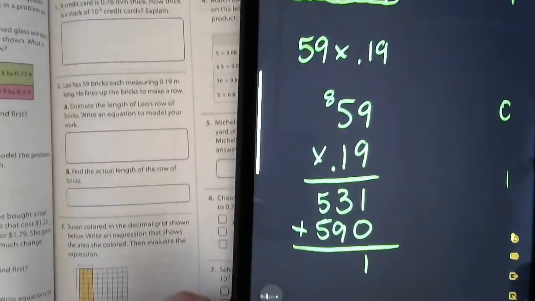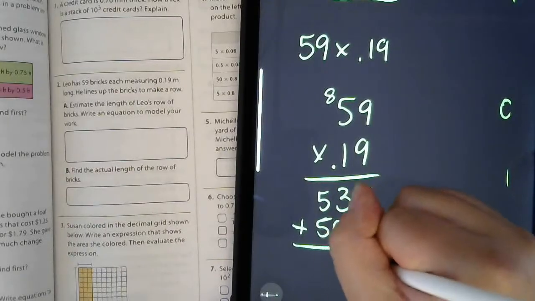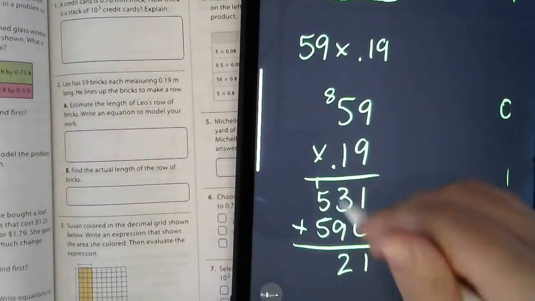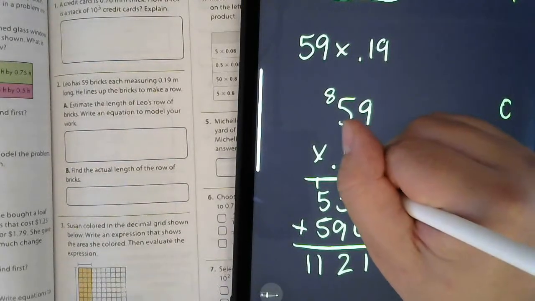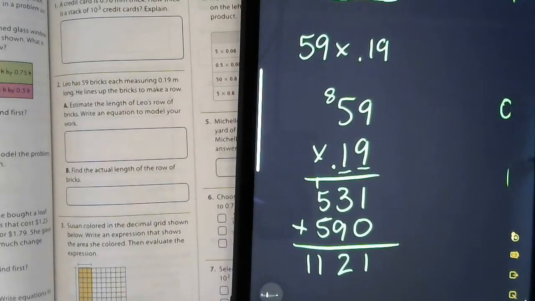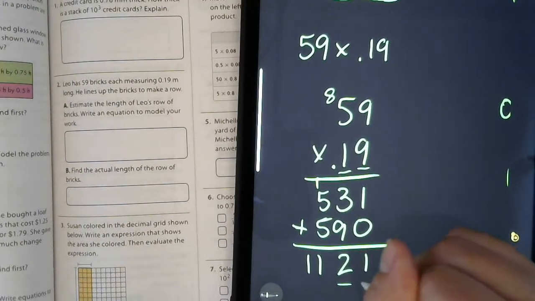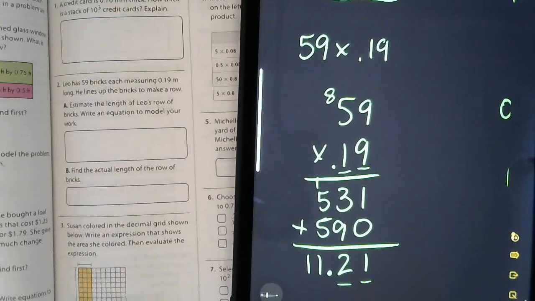Let's see if you can see it. 1, and then 9 plus 3 is 12. 5 plus 5 is 10, plus 1 is 11. We get 1121, but wait, don't forget about your decimals. There's 1 space, 2 spaces after that decimal, so I need 1 space, 2 spaces, put my decimal right in the middle. My answer is 11 and 21 hundredths. That's pretty close to our estimate.